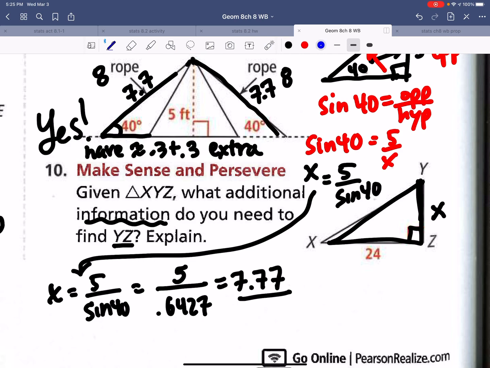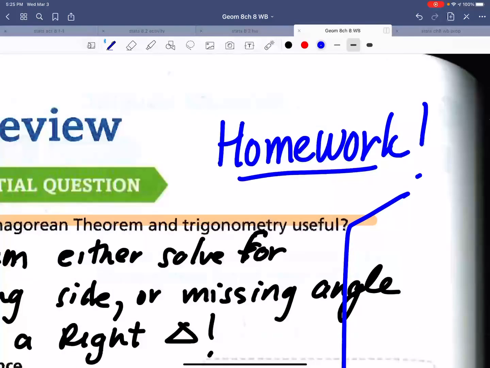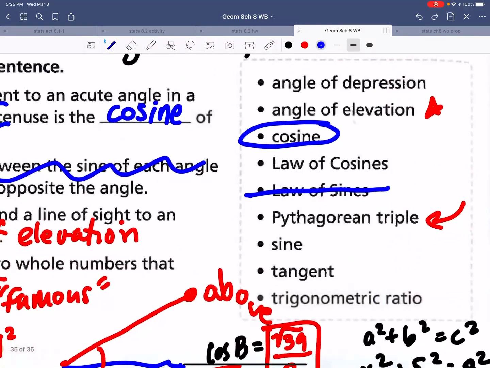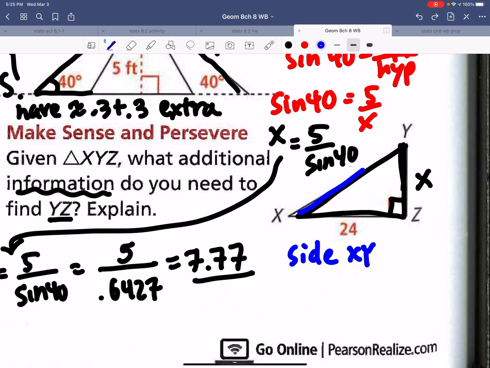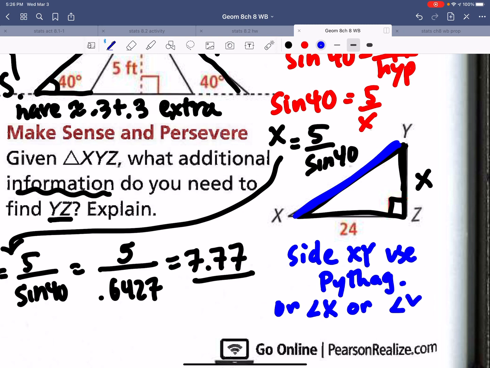Well, I either need side xy, this side. Ooh, that was weird. Oh, that was trippy. Okay, sorry. I either need this side, right? And then I could use Pythagorean theorem, right? Or I need an angle, or if I had angle x, or if I had angle y, I could use trig.